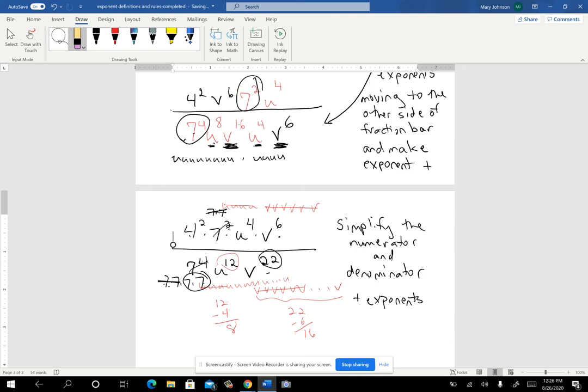All right, and then the last step is to look at canceling out any common factors from the top and bottom.